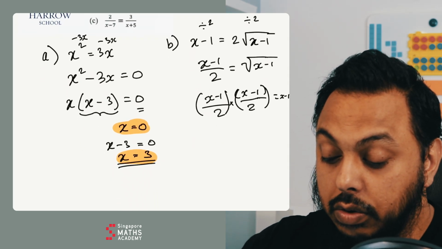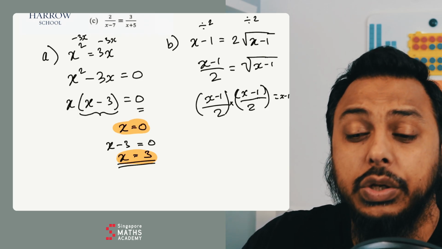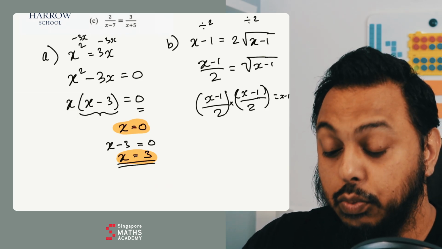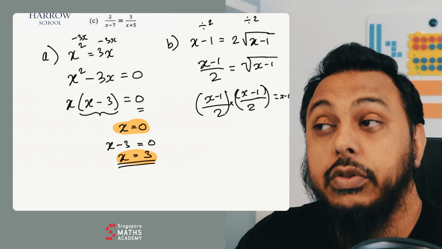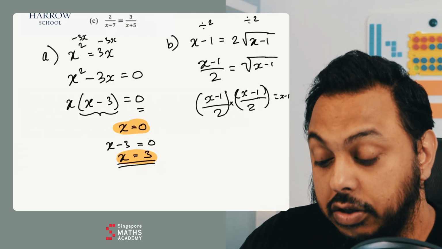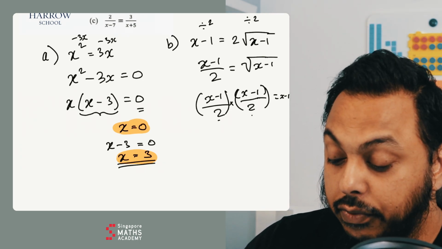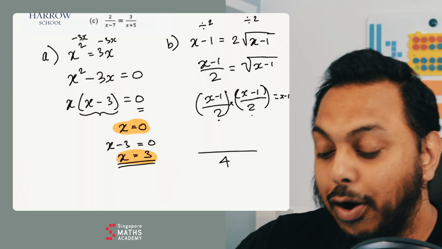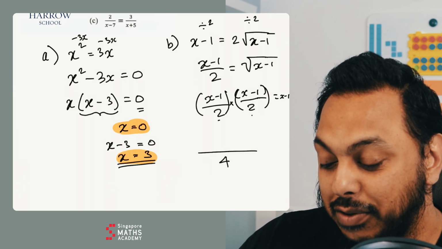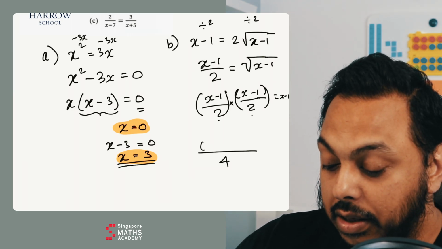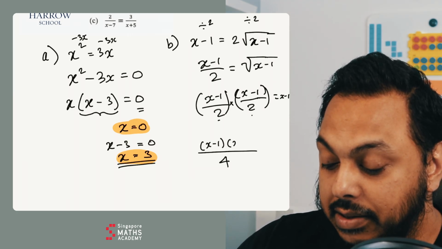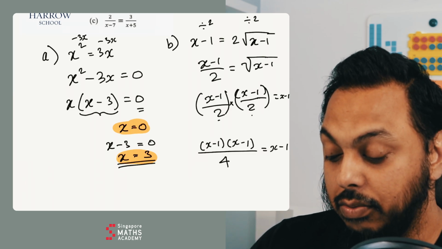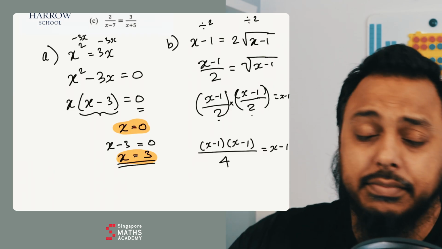Okay, so when we multiply, what do we know about multiplication and fractions? We multiply the numerator by the numerator and the denominator by the denominator. So 2 times 2 is 4. So I'm going to have overall 4 in the denominator, and x take away 1 in one bracket and x take away 1 in the other bracket in the numerator. And that's equal to x take away 1. Wow, lots of x take away 1s, right?